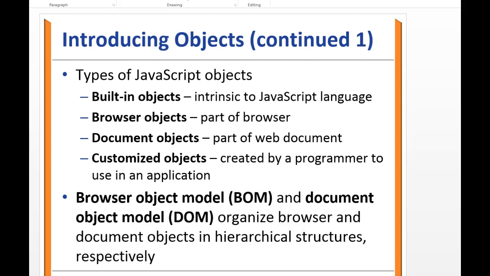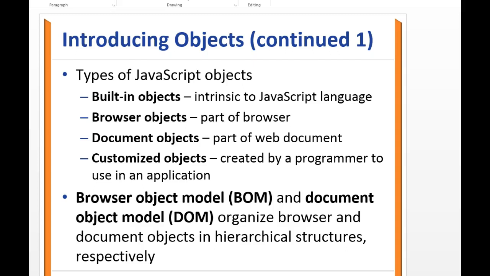There are four kinds of JavaScript objects out there: built-in objects that are intrinsic to the JavaScript language, browser objects that are part of the browser, and document objects that are part of the web document, as well as customized objects, which can be created by the programmer for use in their own application.